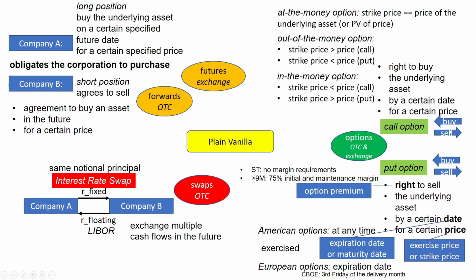Okay, so call option, put option, we were able to describe it, so I think it's not necessary. Also, in the case of options, only for short-term options there are no margin requirements. So if we are going above 9 months, in real life we have to provide also some initial and maintenance margin, and the threshold is 75%. So even in the case of options we have to pay to maintain the contract.